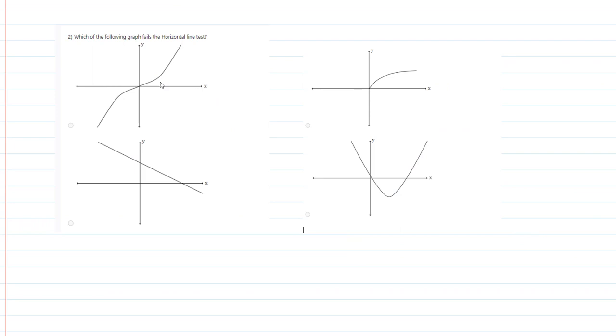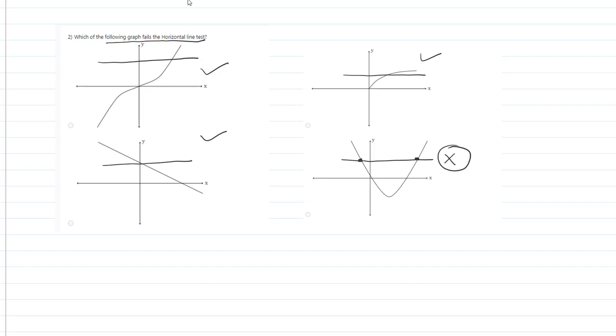Now let us look at this question. Which of the following fails the horizontal test? This passes the horizontal test, which means it is a one-to-one function. This also passes the horizontal test. This also passes the horizontal test. But this does not pass the horizontal test. So it is a many-to-one function, while this is a one-to-one function.